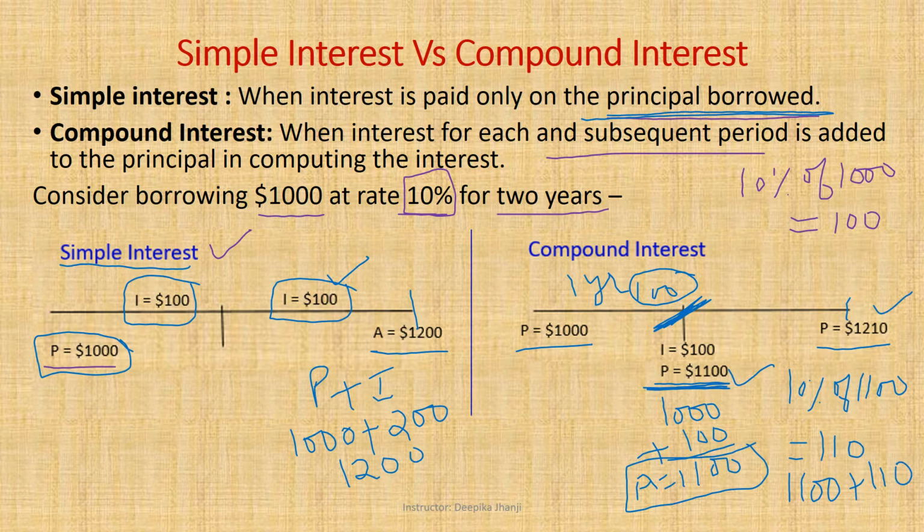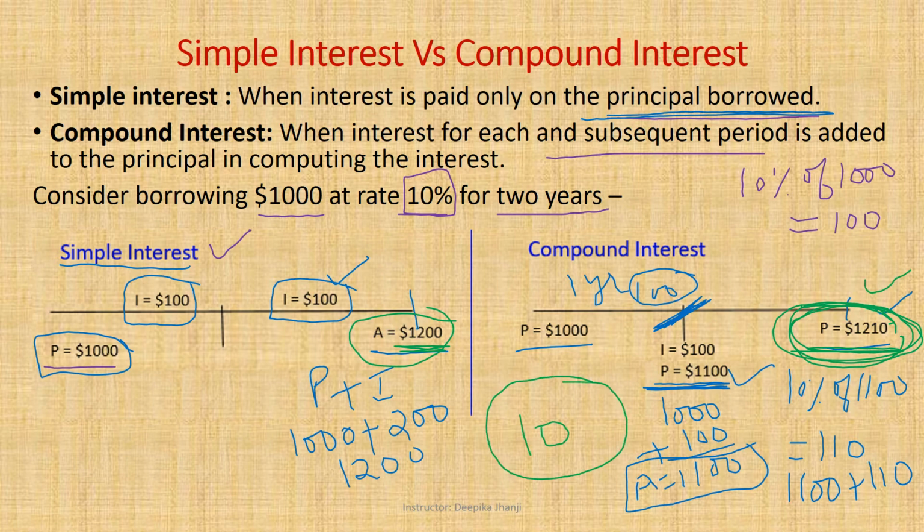Now you can easily see the difference between these two amounts, right? Here you're going to pay extra $10, right? In simple interest you're going to pay 1200, and in compound interest you're going to pay 1210. So you are paying $10 extra.